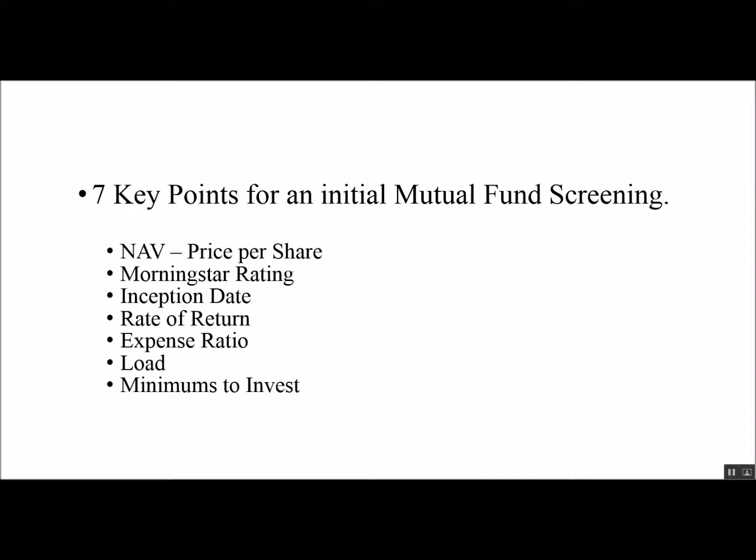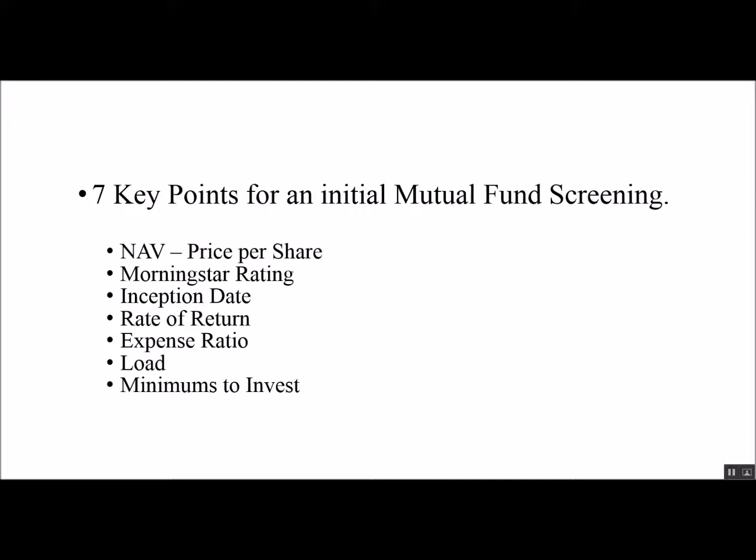The expense ratio, which is the administrative charges that the asset management company that owns the mutual fund charges a shareholder of the mutual fund. In general, I look for an expense ratio that's less than 1%. Load is defined as the cost of buying and selling the mutual fund. In our case, we're going to be looking for a no-load mutual fund, a mutual fund that has no cost to buy or sell it.